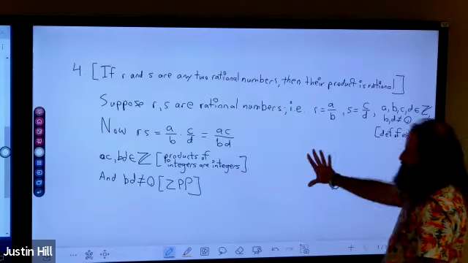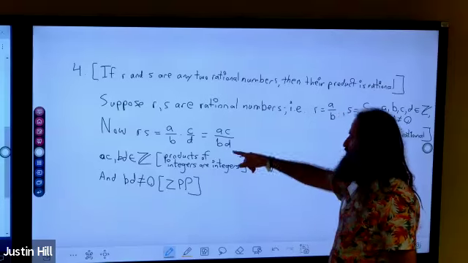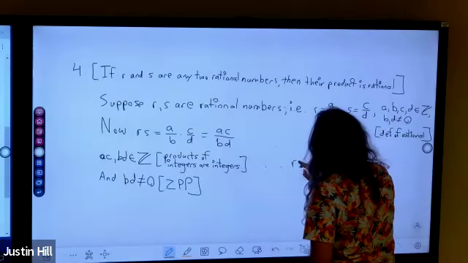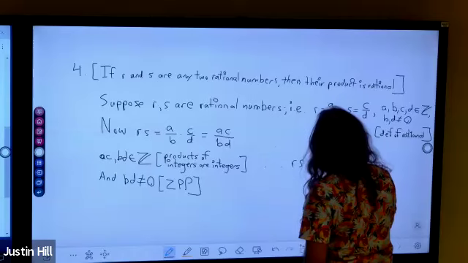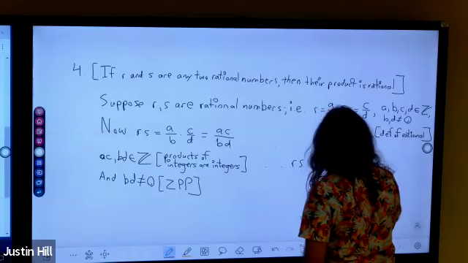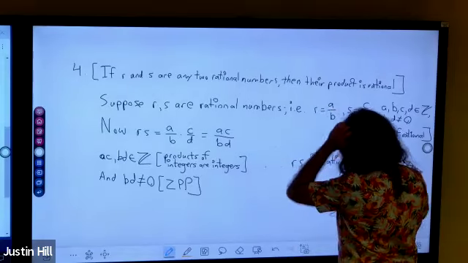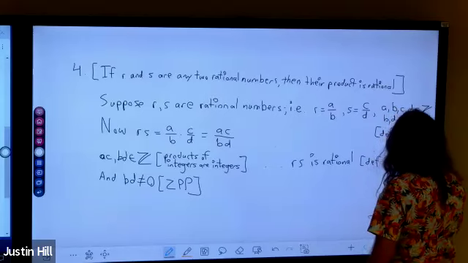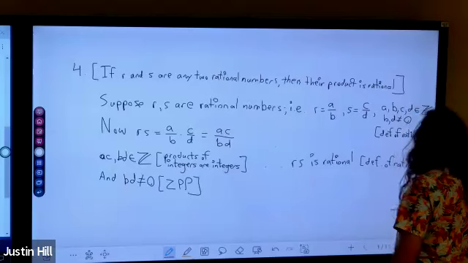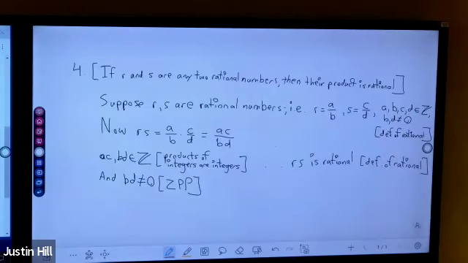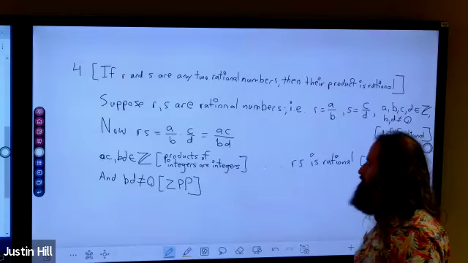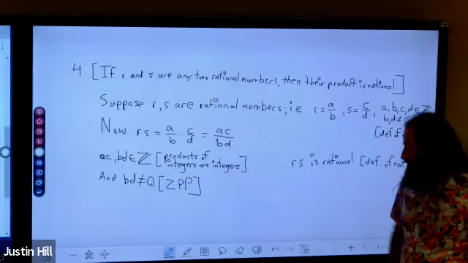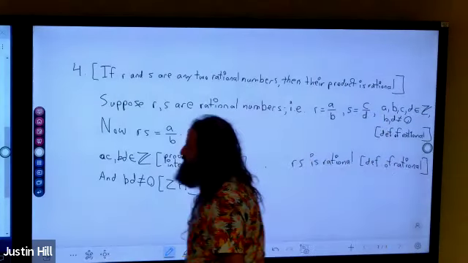But once I have that, I have my definition. The top and the bottom are integers, and the bottom doesn't equal 0. Therefore, RS is rational, or you can say the product is rational, and that's just by the definition of rational. And you got it. That's your proof. All right, good stuff. So let's jaunt on to the next proof.